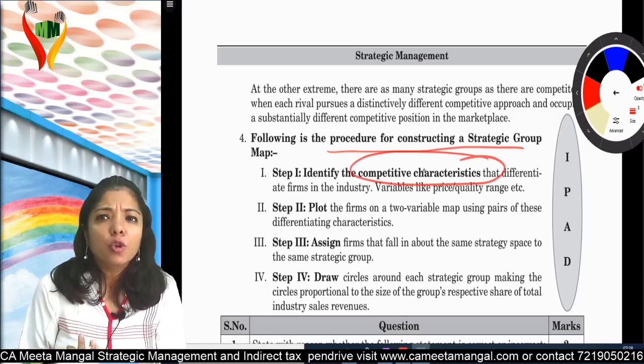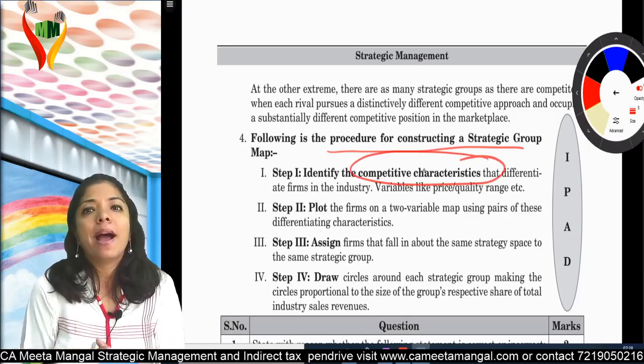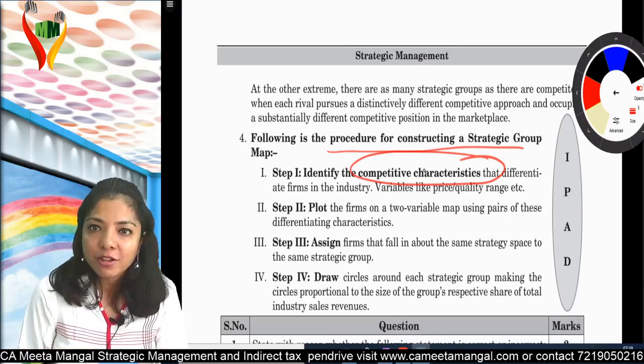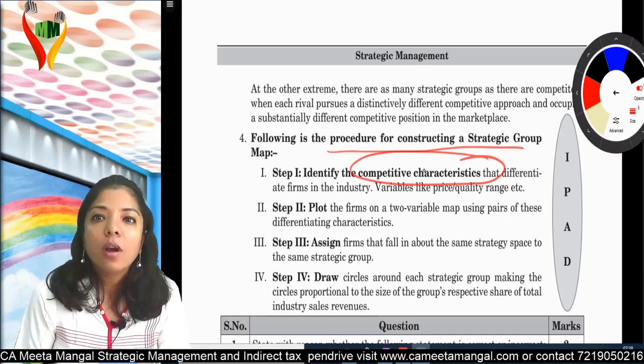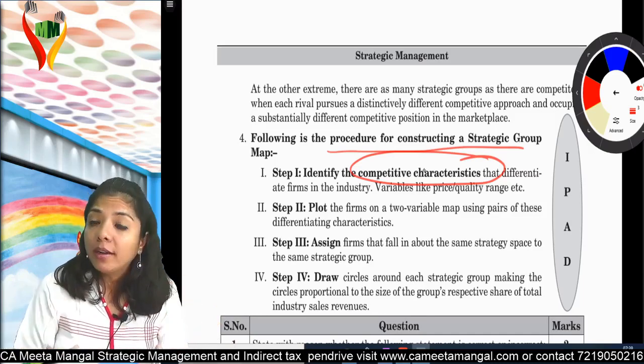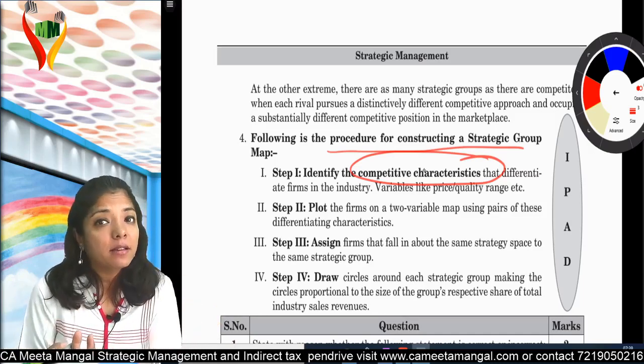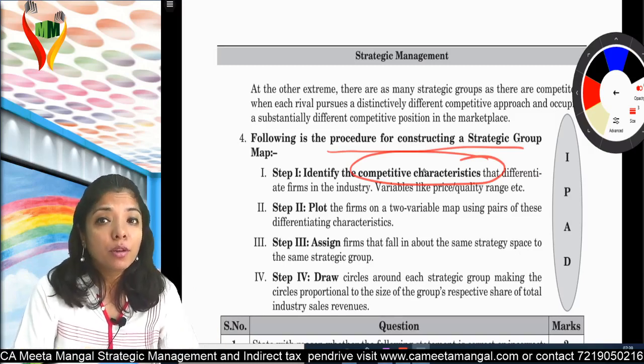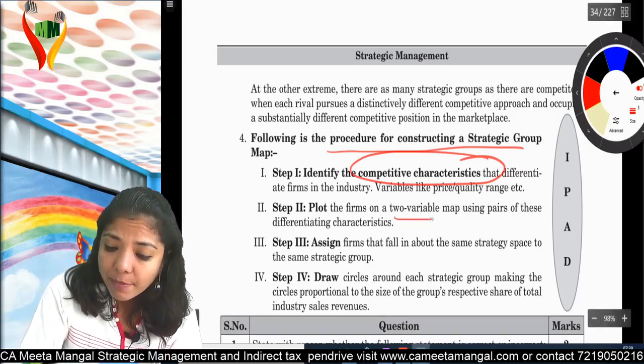For example, if I ask you, on what grounds do you buy mobile phones? I buy mobile phones on price and features. I can say price and quality. Then price and quality are the competitive characteristics of that business. Am I clear? Second point, I'm going to make a two variable map.